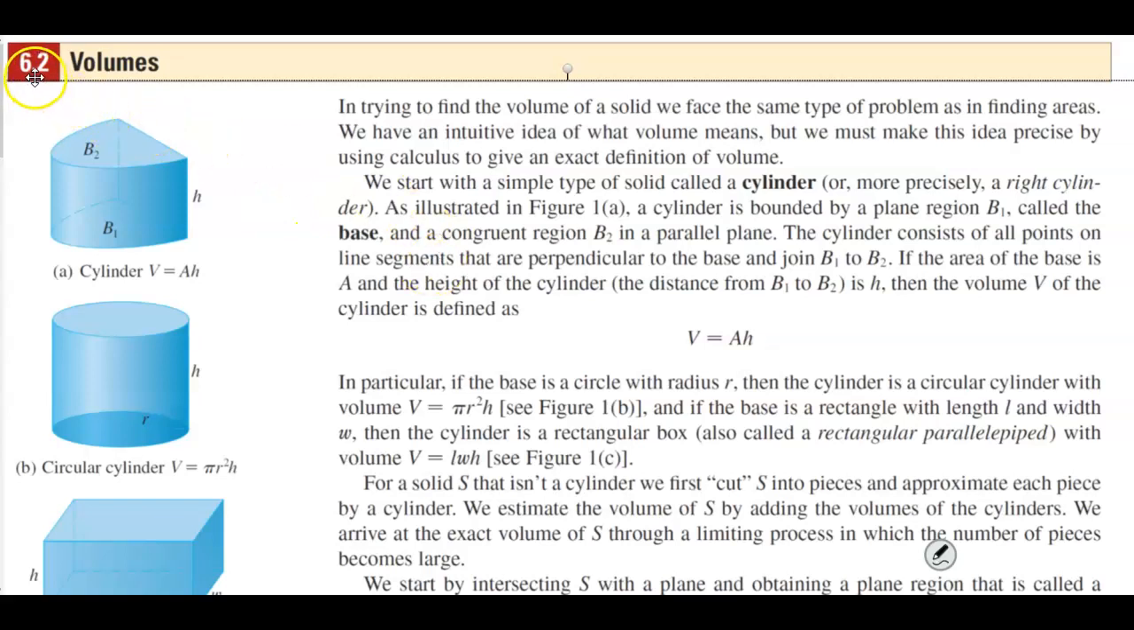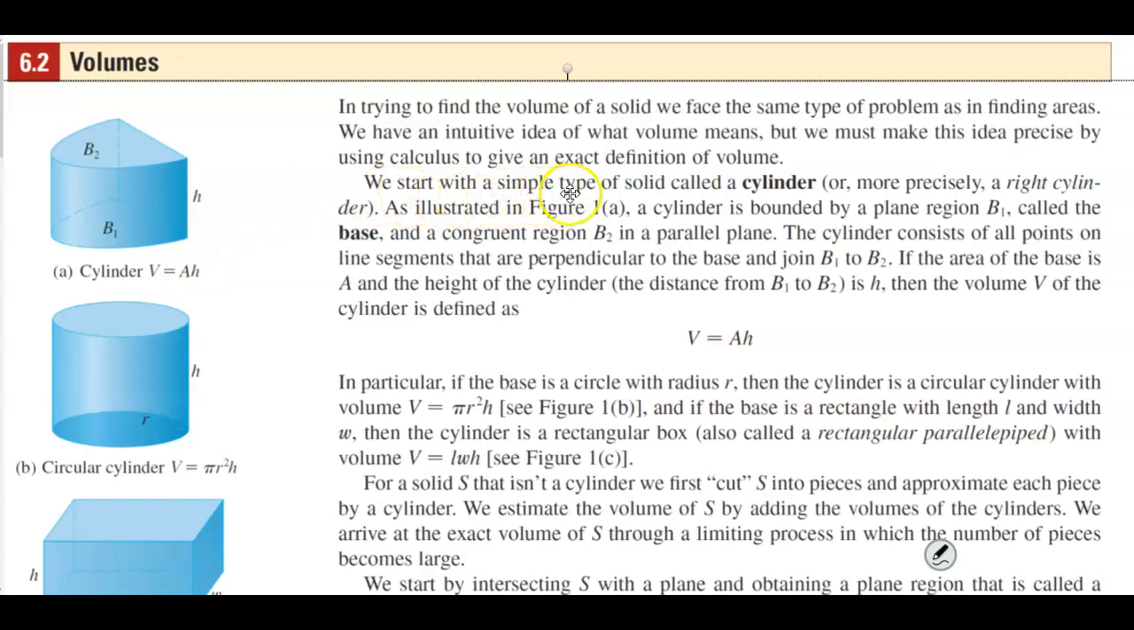Okay, in section 6.2, we will be talking about volumes. In trying to find the volume of a solid, we face the same type of problem as in finding areas. We have an intuitive idea of what volume means, but we must make this idea precise by using calculus to give an exact definition of volume.